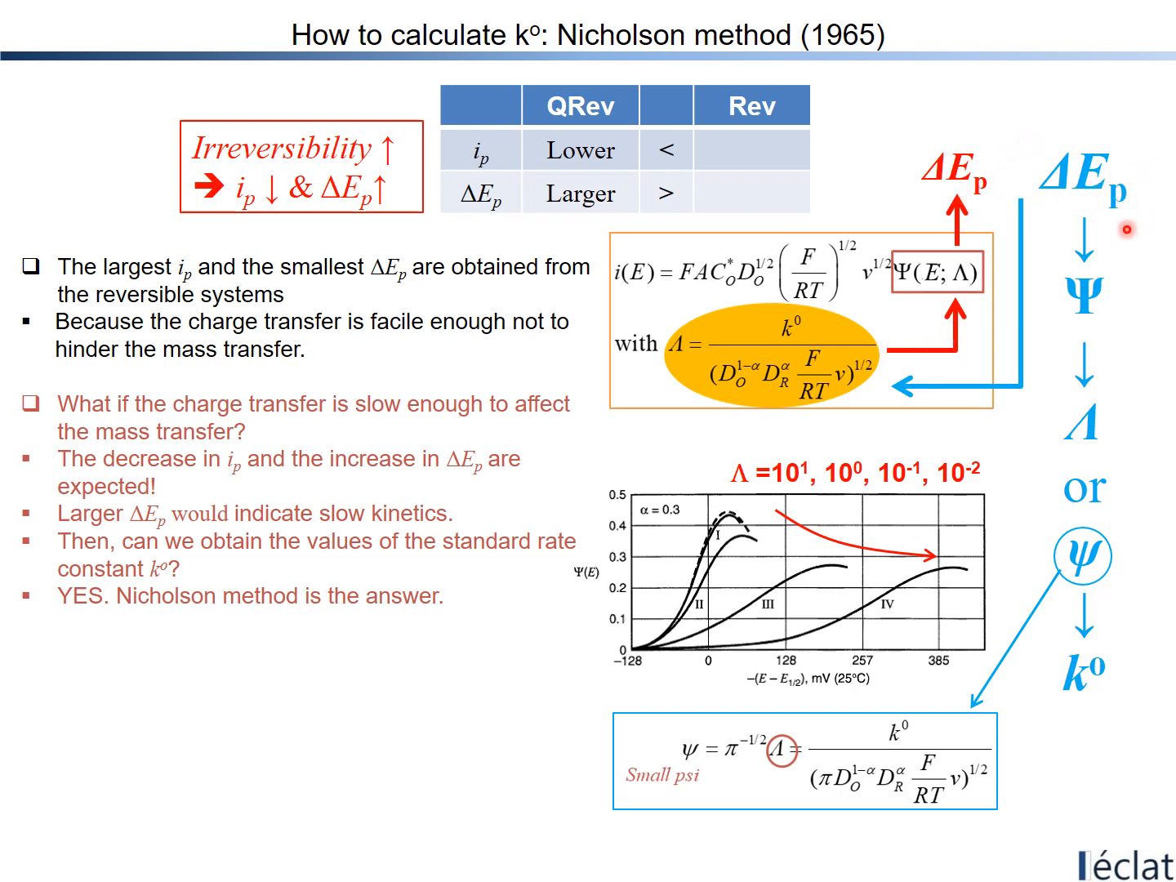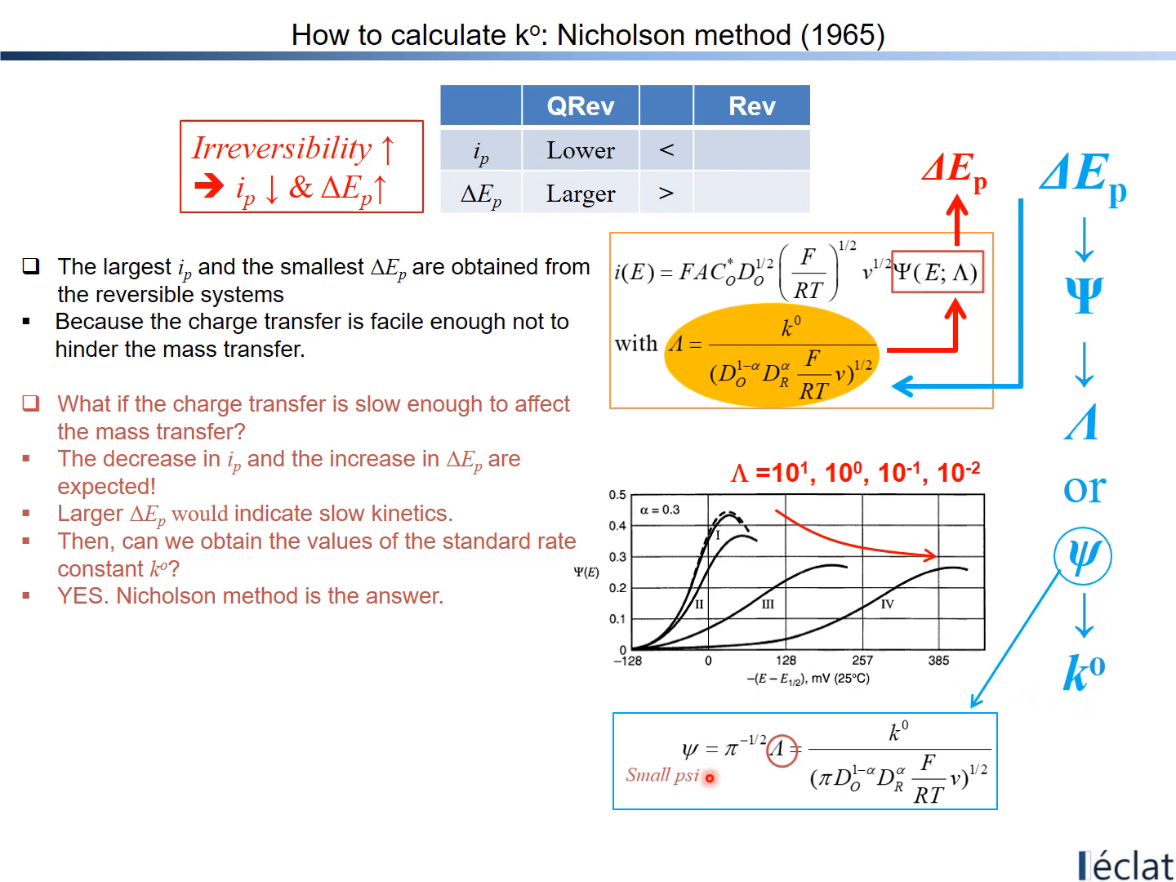Delta EP, the peak-to-peak gap, is obtained from the experimental data. Then from this value of the peak-to-peak gap, we could find the capital psi function. And then lambda is determined, or small psi is determined. I have said sometimes small psi is used instead of lambda. Actually, psi is simply pi to the minus 1/2 times lambda. Anyway, lambda or small psi is determined.